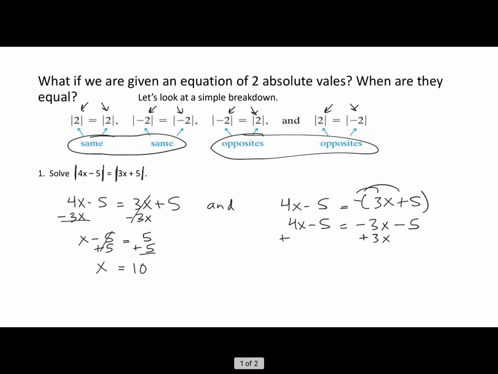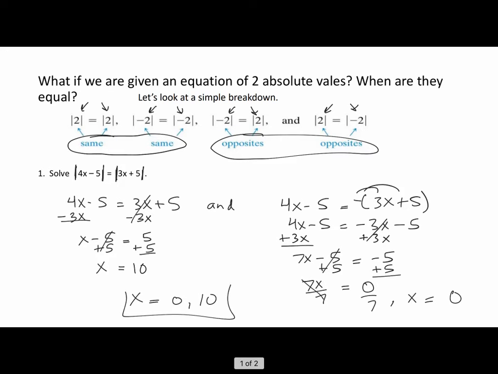So add 3x to both sides of the equal sign. Then 7x minus 5 equals negative 5. Add 5 to both sides to get the x term to be the only term here. On the left side, on the right side, that's going to add to 0. And then I need to get x by itself, so divide 7 from both sides, and 0 divided by anything is still 0. So we end up with two solutions here, x equals 0 and x equals 10.